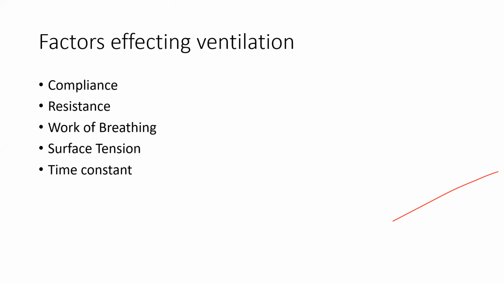Just a few words, which we probably discussed last week as well. I just want to reiterate the points before we move on. When you are discussing physiology, and also when you are trying to set up a ventilation mode for a baby, deciding which mode of ventilation is good for this particular baby, there are five things we need to look at: compliance, resistance, work of breathing, surface tension, and time constant.